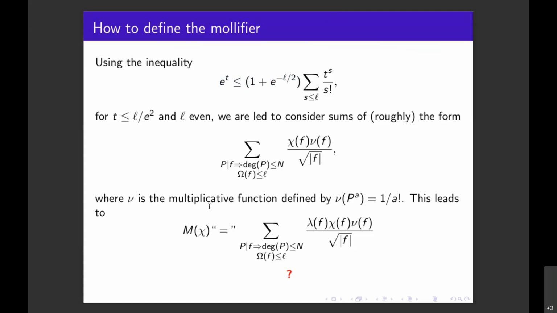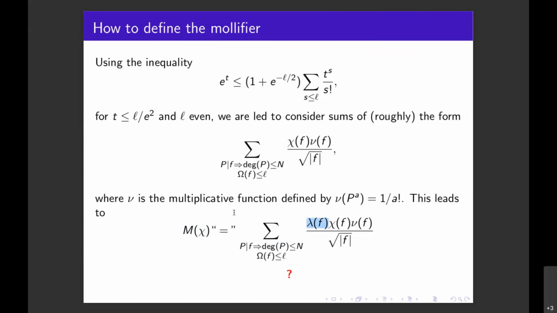And this would lead us to define the mollifier as the sum over polynomials f with the same properties as before: all the primes of f have degree less than n and there are at most L factors. And we throw in the Liouville function here, lambda of f. The Liouville function is a completely multiplicative function, which is equal to -1 on a prime. Because of the Liouville function in here, we expect to get some cancellation between the mollifier and the L function.